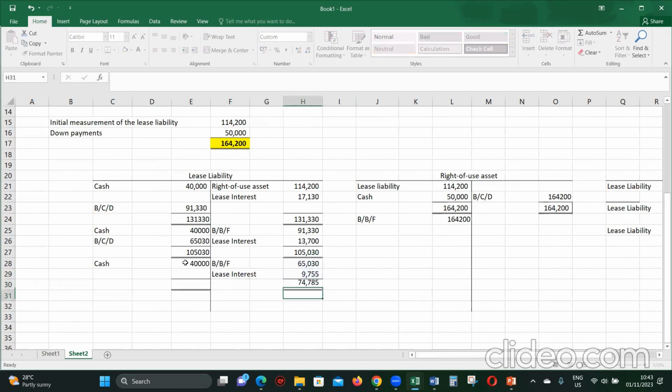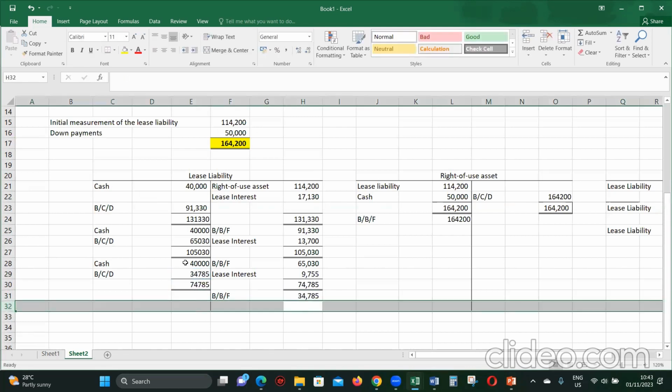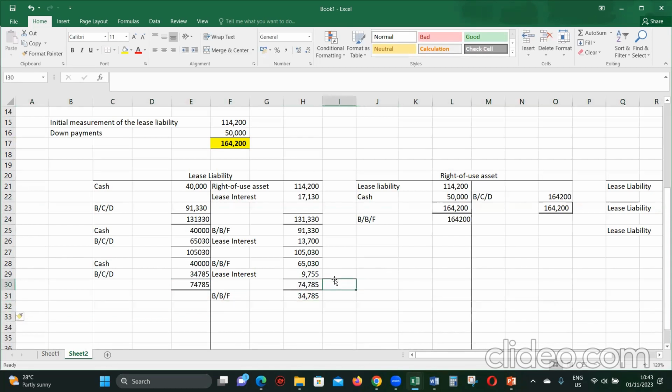And then again, I'm balancing off for the third year. How can we balance off? 74,785, 74,785. And then balance carried down is 34,785. So balance brought forward at the end of the third year, 34,785. Right? Now 3 years done.